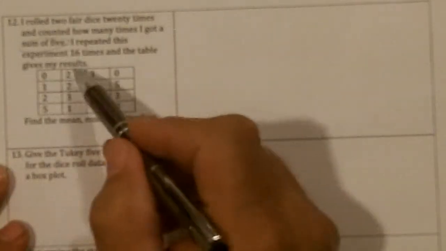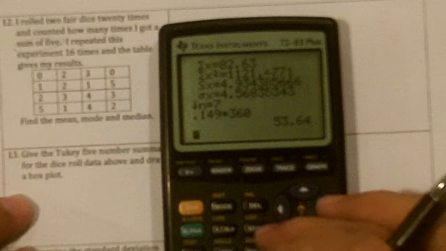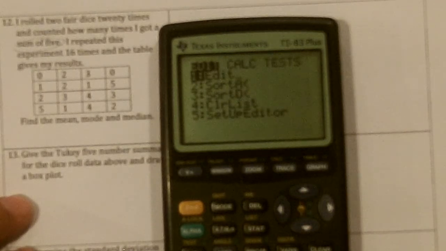I rolled 2 dice 20 times. So that represents 20 rolls, and I got a sum of 5 no times, 2 times, 3 times, 0 times, and so on all the way through there. I can type these into my calculator and do this more quickly, but you can do them on your own. I'll do some of it manually too.